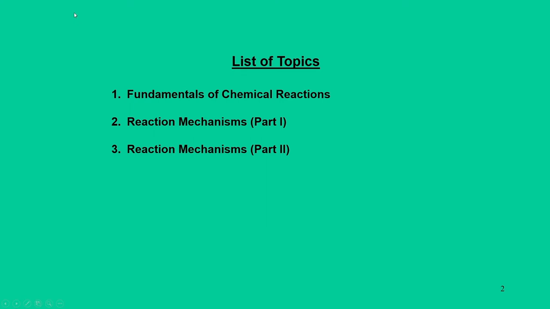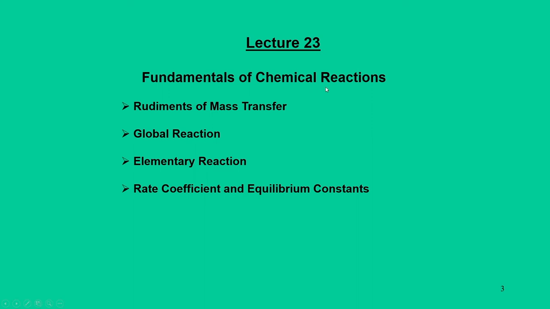So, this module consists of the following topics. In the first lecture, that is today, we are going to discuss the fundamentals of chemical reactions. In the next lecture, we will discuss different reaction mechanisms. In the study of fundamentals of chemical reactions, that is lecture number 23, we will discuss some elementary topics of mass transfer. Then we will discuss global reactions and elementary reactions. These two reactions are very vital to study the parameters that govern the reaction mechanisms. And such parameters are known as rate coefficients and equilibrium constants.